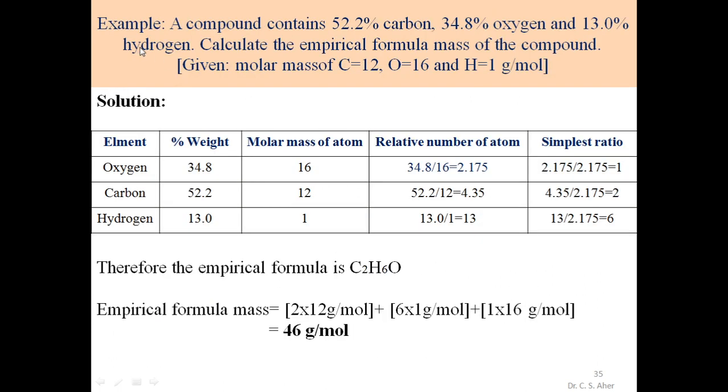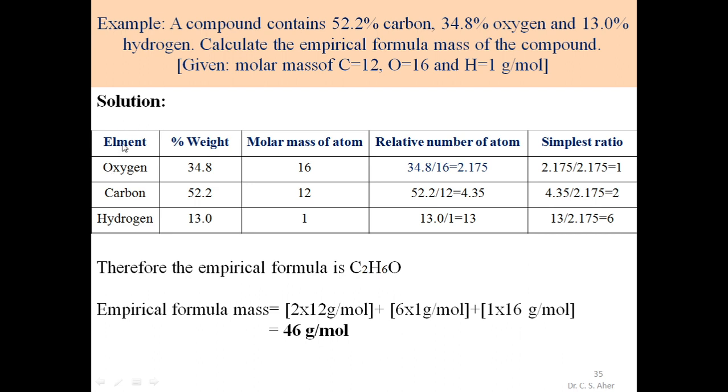So see the actual example. The compound contains 52.2% carbon, 34.8% oxygen, and 13% hydrogen. Calculate the empirical formula mass of the compound. The atomic masses are given. This percentage composition is obtained from the experiment.